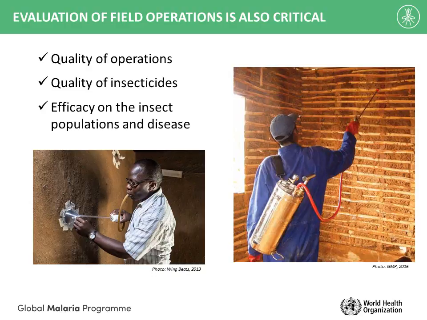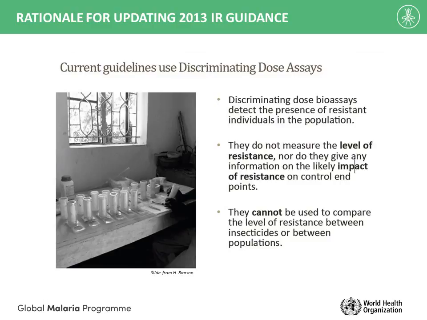The first edition of the test procedures for insecticide resistance monitoring was launched in 2013 and updated mainly the interpretation criteria of these tests.